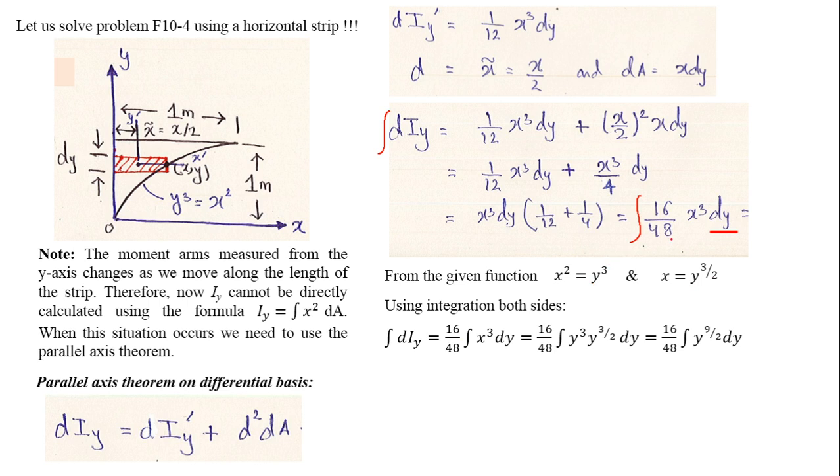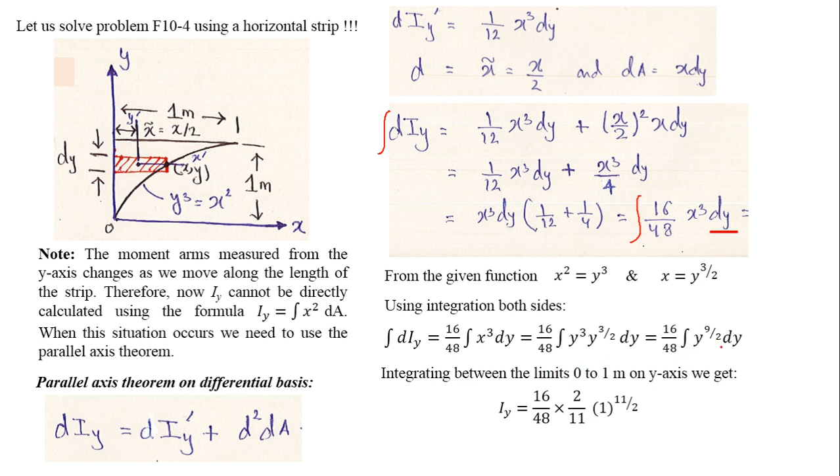This 16 by 48 will come out of the integration sign, and this will be further reduced. These y terms will further be reduced to y raised to power 9 upon 2. And now it is fairly simple to integrate this. So it will then become y raised to power 11 upon 2 divided by 11 upon 2.